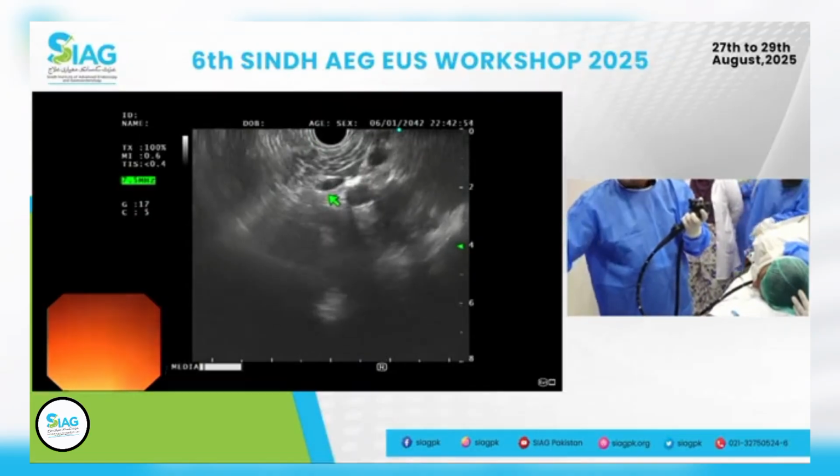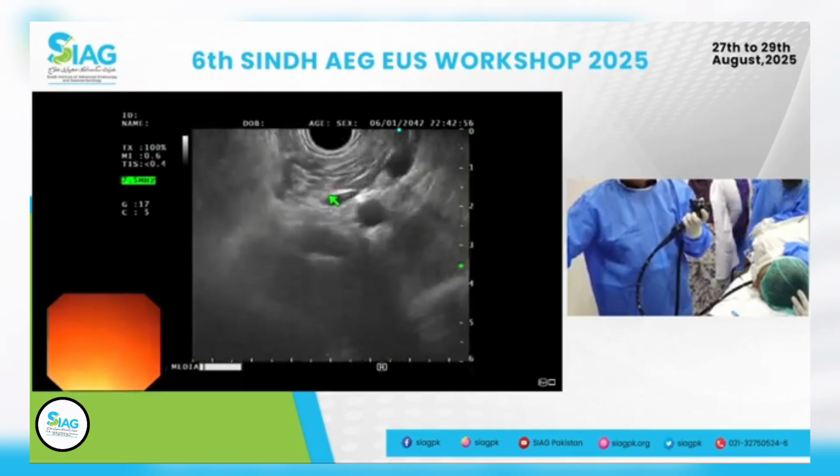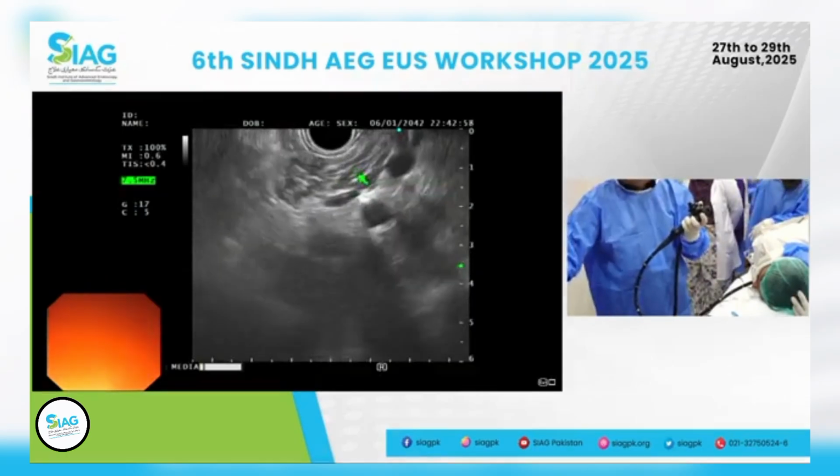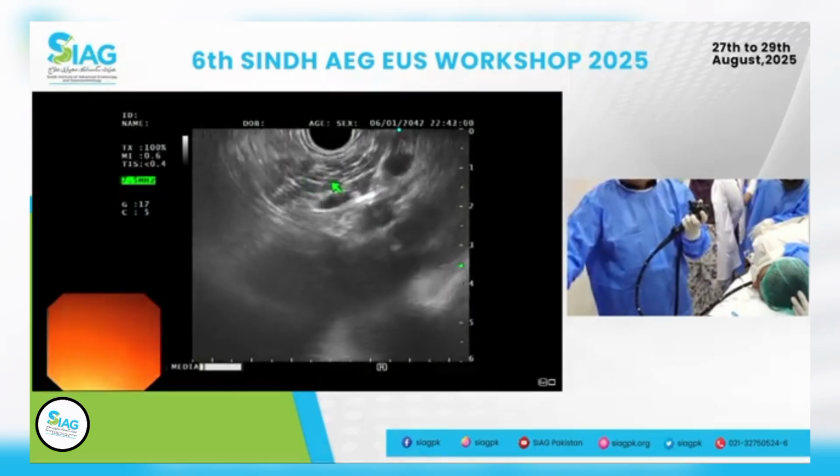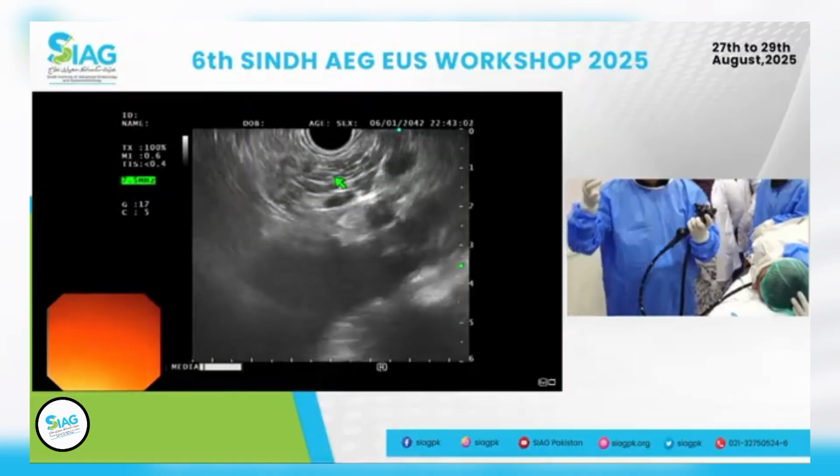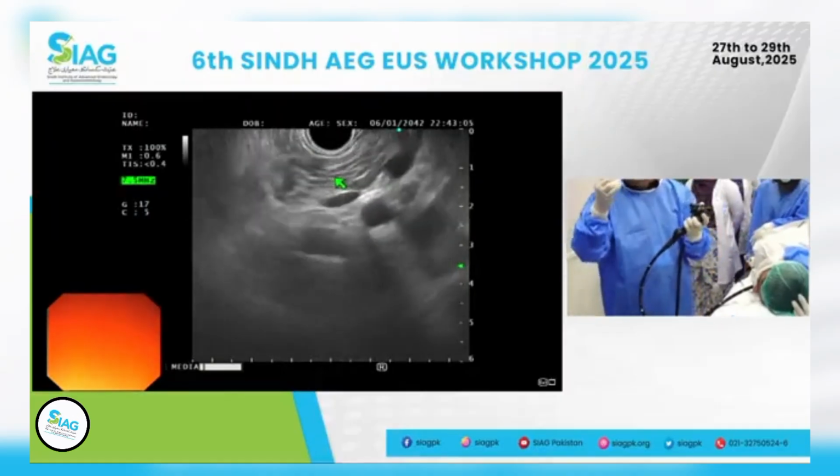This is the pancreas. I'm going to make our image a little bit bigger because it's quite an atrophic pancreas. You see these strands in there. This is a Pakistani pancreas.